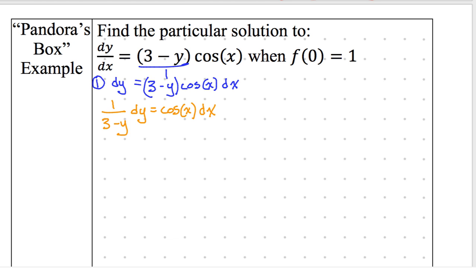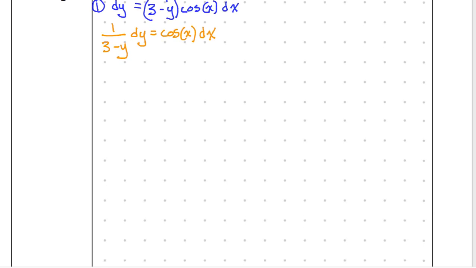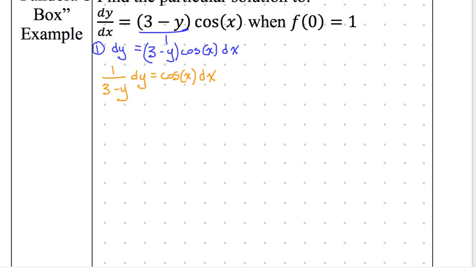I think I'm just going to go straight down. I think that makes a little bit more sense. And then once we have room, maybe we can use the whole right side to do step 4. Step 2 is to integrate. So I'm going to rewrite that left-hand side without a fraction: 3 minus y to the power of negative 1 dy, equal to the integral of cosine of x dx.